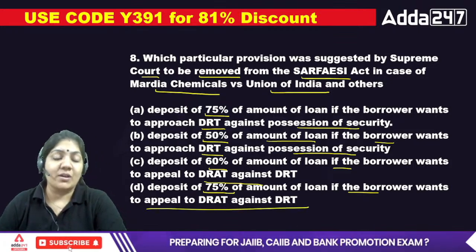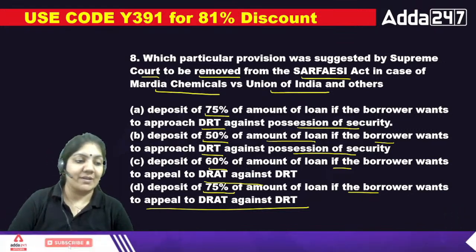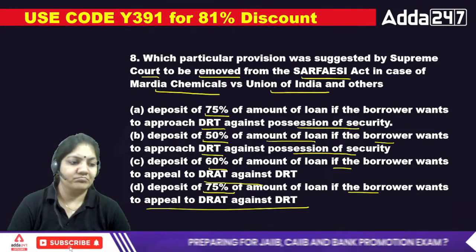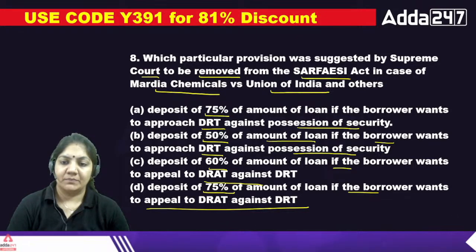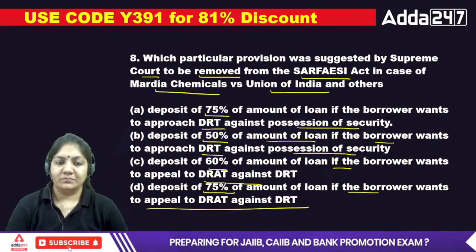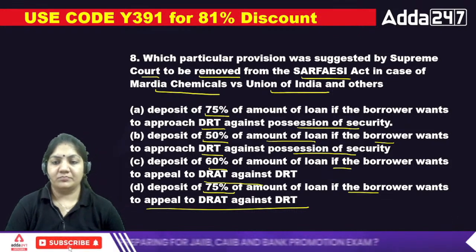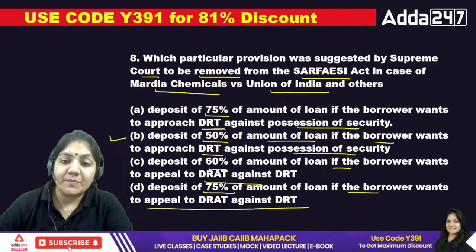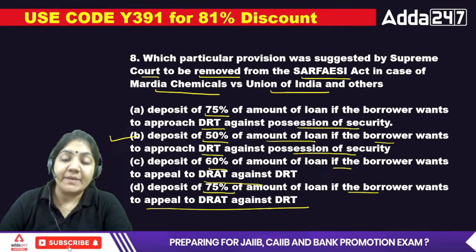This is a very good question, and I think in the previous question we have discussed this. Eighth one. Here for the eighth one, the exact answer is deposit of 50% of the amount of loan if the borrower wants to approach the DRT against possession of security. So B is the right answer.